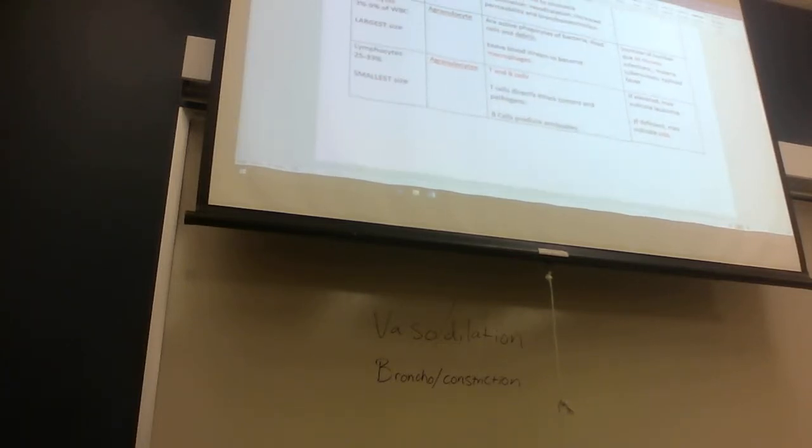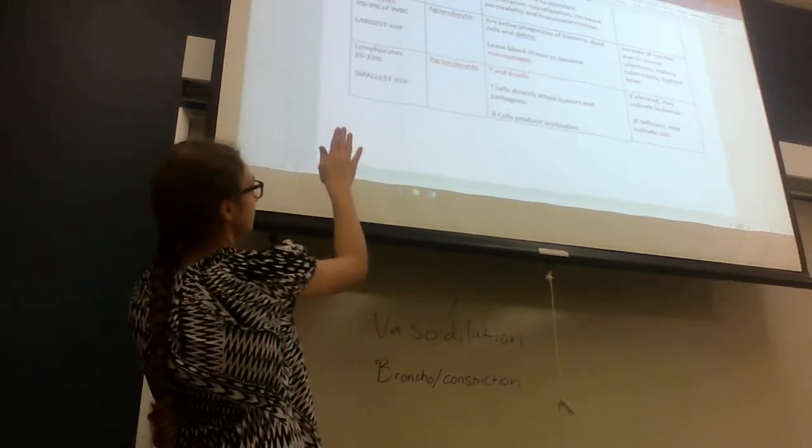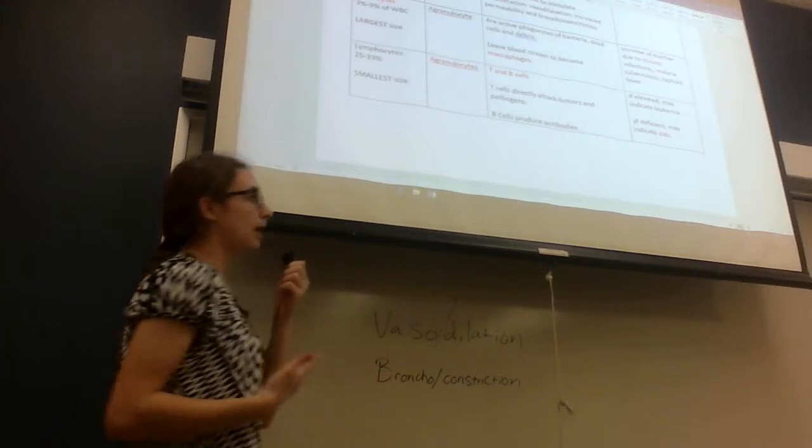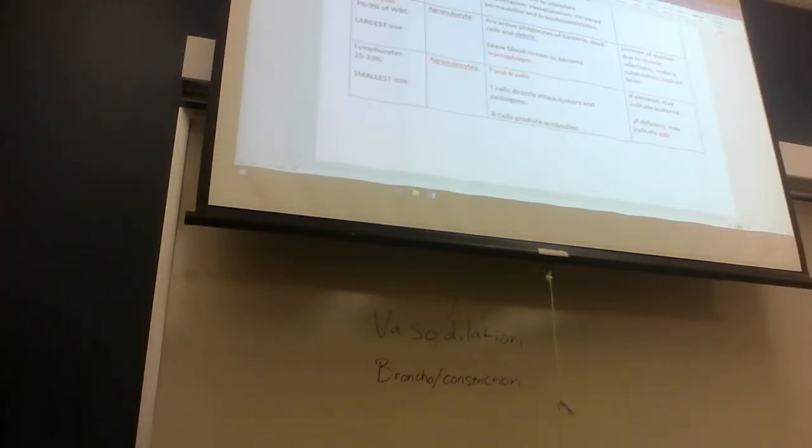Next, we're going to move on to the agranulocytes and the lymphocytes. So as you can see, it says largest size and smallest size. By this, I'm talking about the diameter. Monocytes are the biggest white blood cells, and lymphocytes are the smallest white blood cells. There's about 3% to 9% of monocytes in total white blood cells, and about 25-30% lymphocytes.